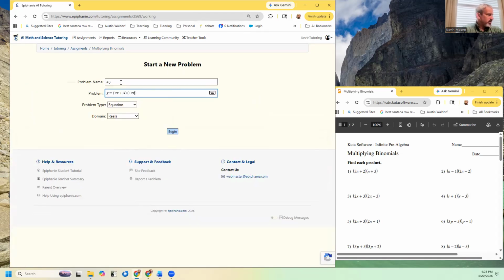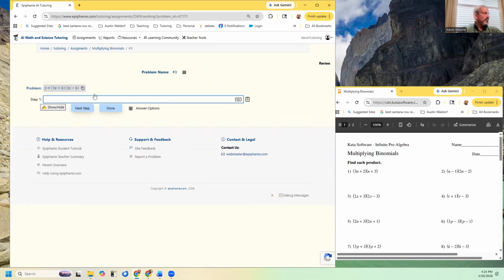Next, 2x plus 3 times 2x minus 3. Now, this is a special form that you should be familiar with. They want you to recognize that when you have the same terms, but one's a plus and one's a minus, it's a special version of FOIL. What's going to happen is the middle terms are going to cancel out, but let's pretend we didn't know that. We can always do this the long way.